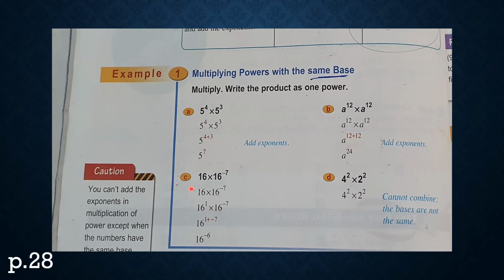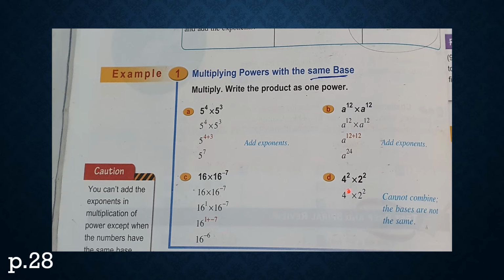So we have C here, 16. As you can see, there is no exponent here, right? That means it's 1. So 16 power 1 times 16 power negative 7. You will say 1 plus negative 7. Plus times minus equals minus. So 1 minus 7 equals negative 6. Why negative 6? Because 7 is greater than 1, so you will use the sign of 7.